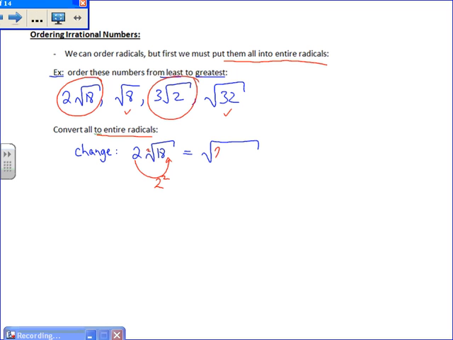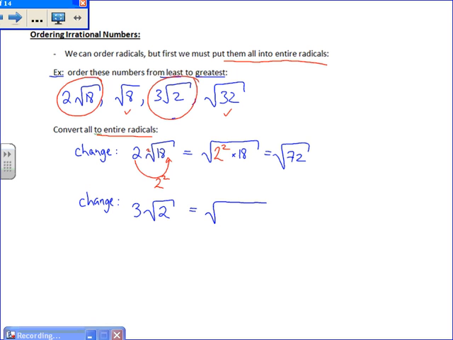So I get 2 squared times 18, and 2 squared is 4. So 4 times 18 is 72. Okay, square root of 72. We also have to change this one here, 3 times the square root of 2.